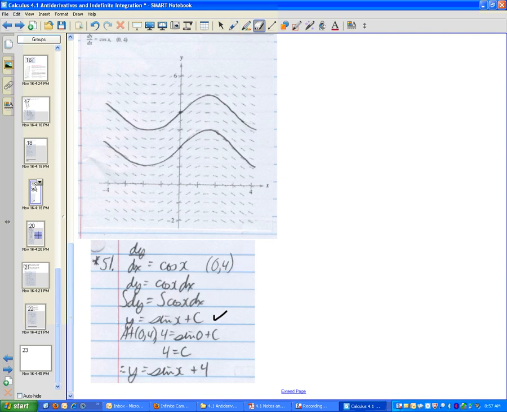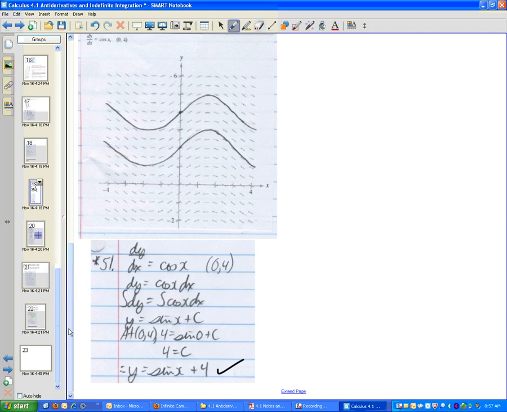So that's our general solution. Now we've got to get our particular solution. Use the point (0, 4) to get the particular solution. Whenever x equals 0, y equals 4, and then we solve for c. We now know that c equals 4. So y equals the sine of x plus 4 is our particular solution.